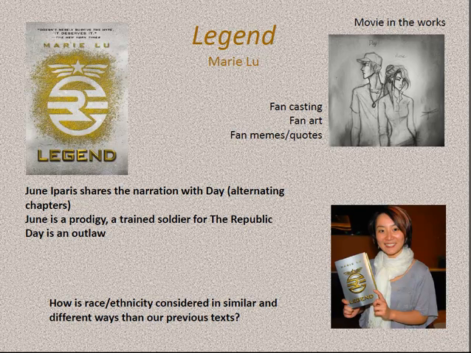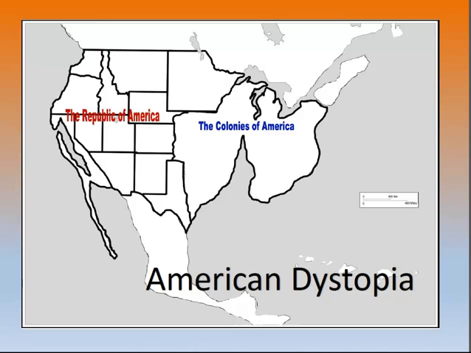Day is an outlaw. And one thing I want us to think about with this book is how race and ethnicity are considered and similar in different ways than in our previous texts. This is a movie in the works, so there's a lot of interesting stuff out there, including fan casting and fan art and memes and quotes and etc. So we see here the dystopia created for Legend. We have the Republic of America and the Colonies of America, so a different arrangement for that American dystopia in the future.